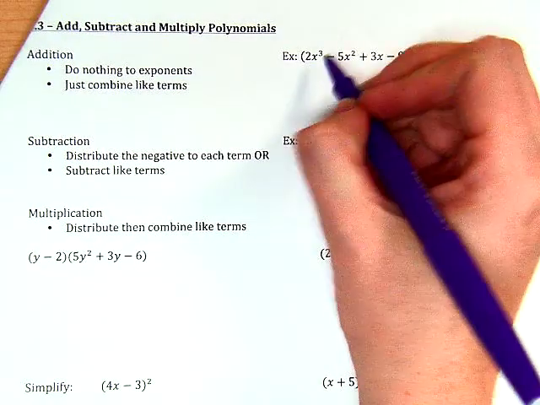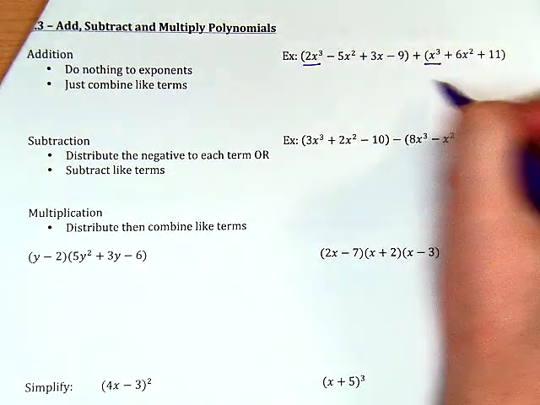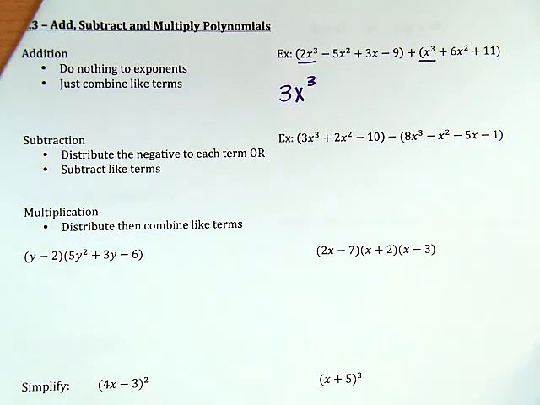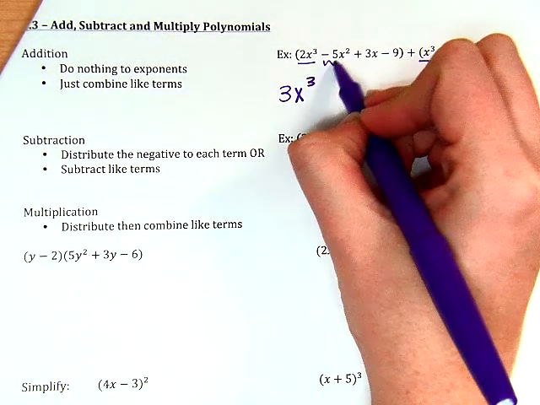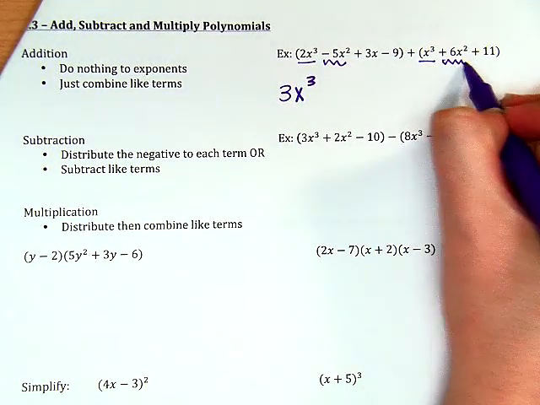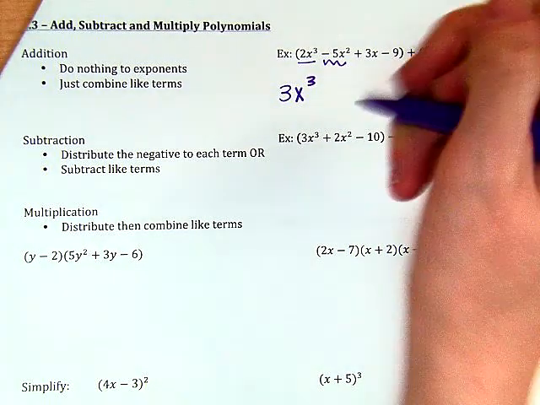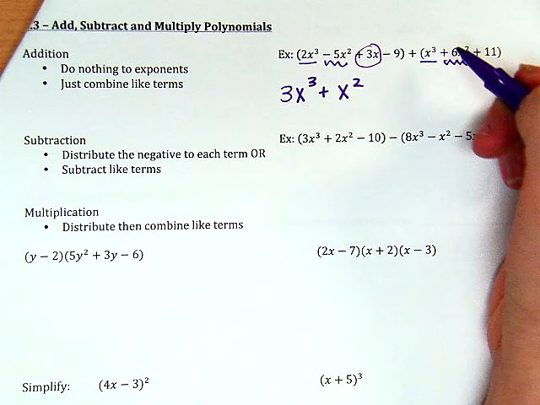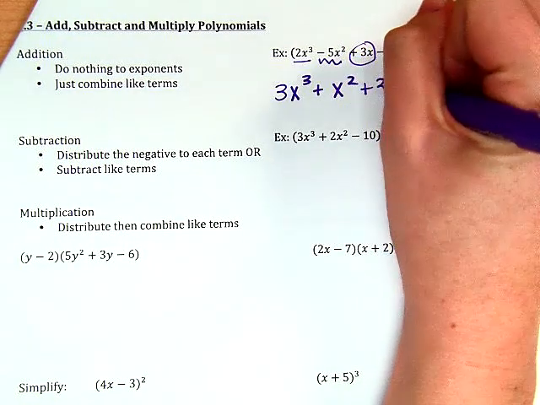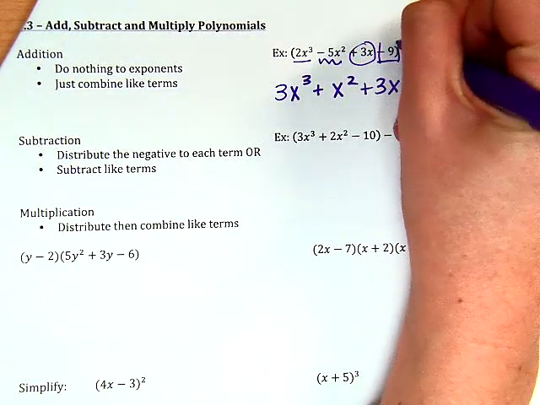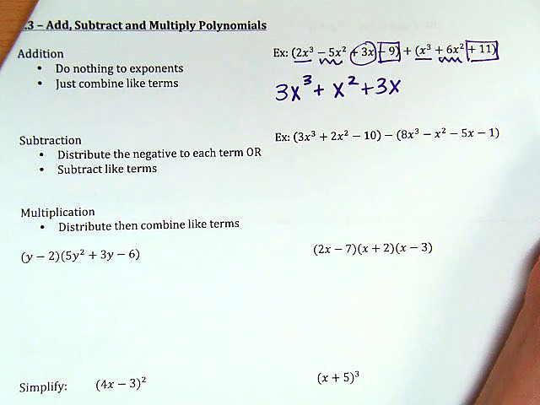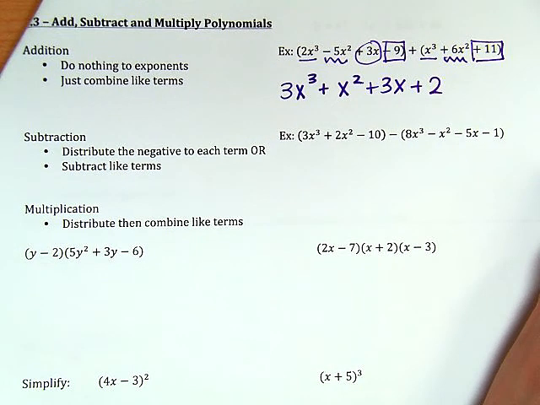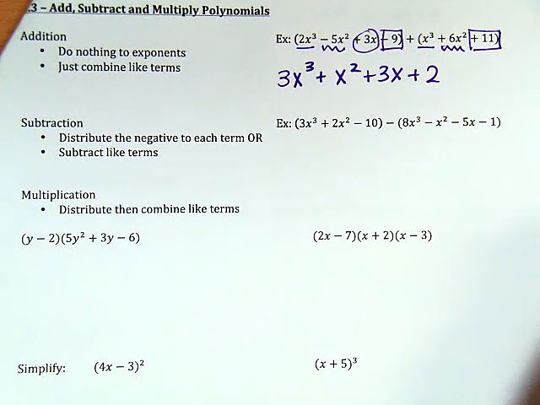So kind of like here, I'm going to combine my x cubes. 2x cubed plus 1x cubed gives me 3x cubed. My x squared, negative 5x squared, plus 6x squared becomes plus 1x squared. I got x here, nothing there, so I just have plus 3x. And then the last thing I got is minus 9 plus 11 becomes plus 2. So all you're doing is combining like terms.